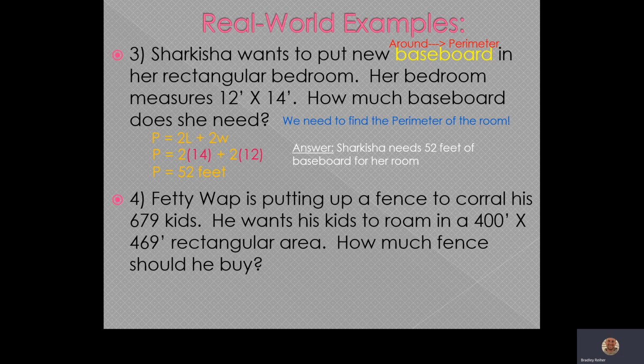That perimeter should be 1,738 feet of fence. So that's what you should write for your answer: Fetty Wap needs 1,738 feet of fence.